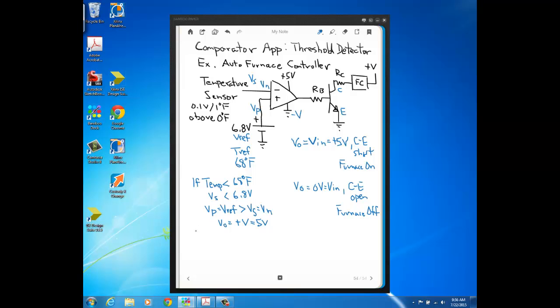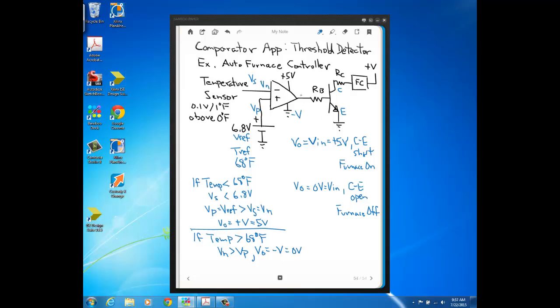All right, well now, if our temperature is greater than 68 degrees Fahrenheit, it should make sense to you based on our discussion of how a comparator works. Now when this other input voltage, when Vn is greater than Vp, that's when you're going to get the other possible value of V out, which is the minus V source, which here is ground.